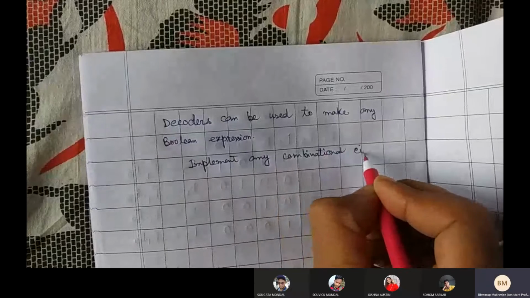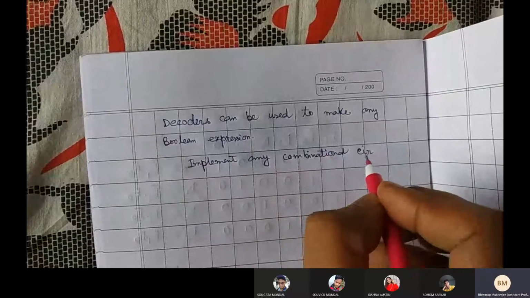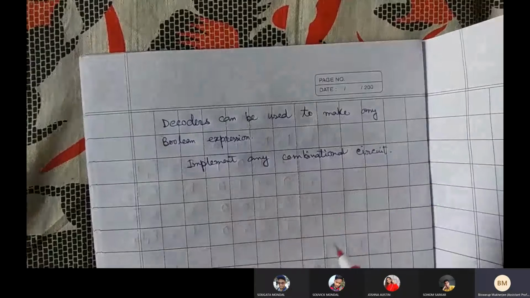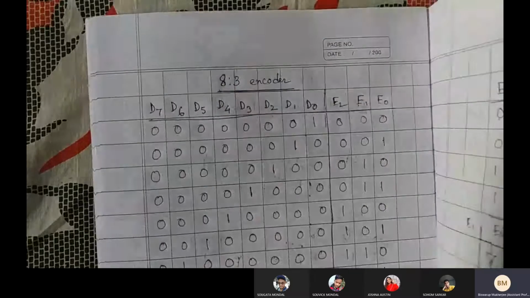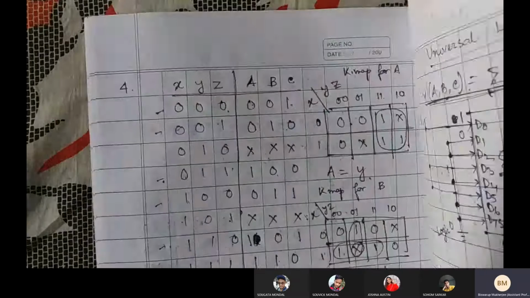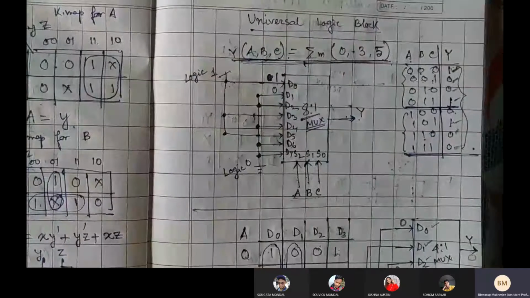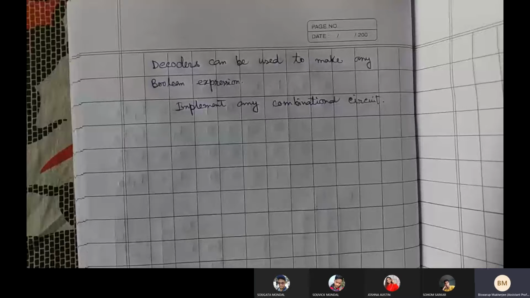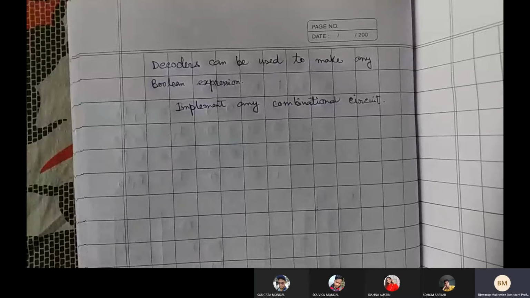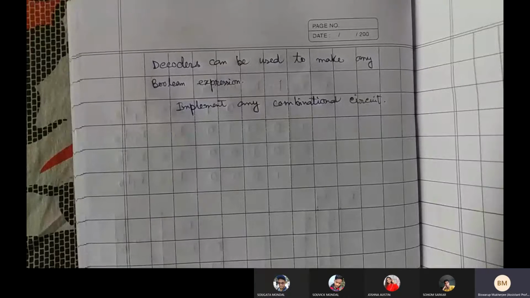Now combinational circuits are those circuits which have got any Boolean function, right? So any combinational circuit or Boolean circuit can be implemented by a decoder. So that is why it is also called a universal logic circuit or universal logic block, like the multiplexer. With the multiplexer we have seen that we can make any sort of circuit. Similarly, by using a decoder also we can make any combinational circuit. So let us try to find out how it can be possible.